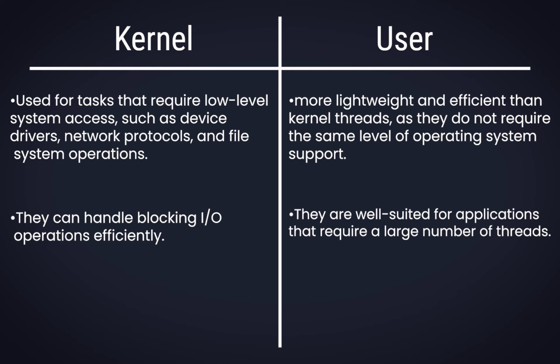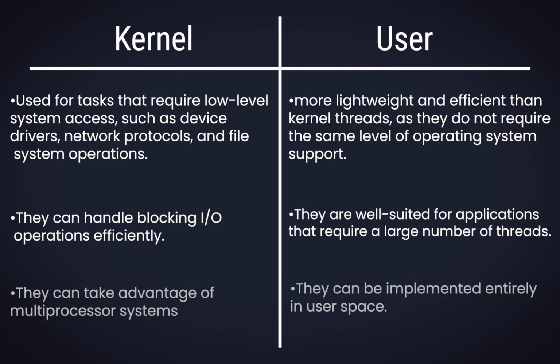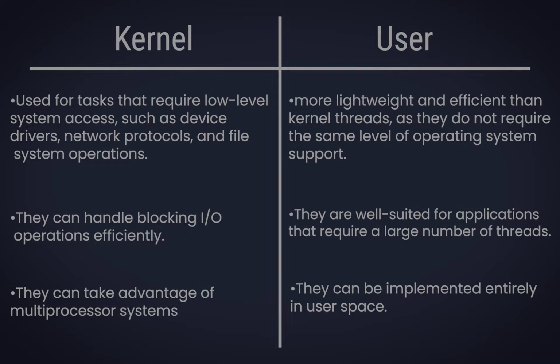On the contrary, user threads are well suited for applications that require a large number of threads, such as web servers or multimedia players. Kernel threads can take advantage of multiprocessor systems and distribute the workload across multiple cores, improving overall performance. On the other side, user threads can be implemented entirely in user space, which makes them more portable and easier to maintain across different platforms.